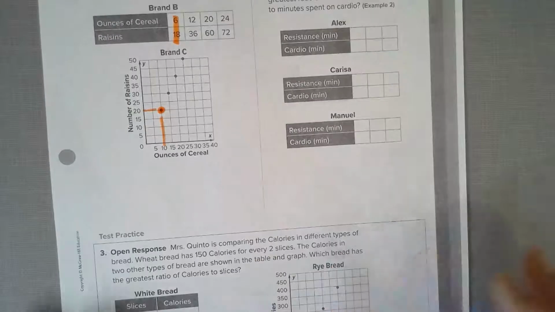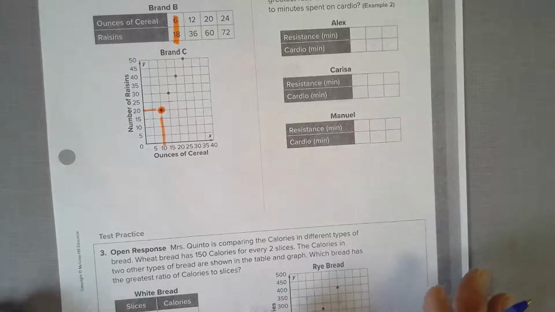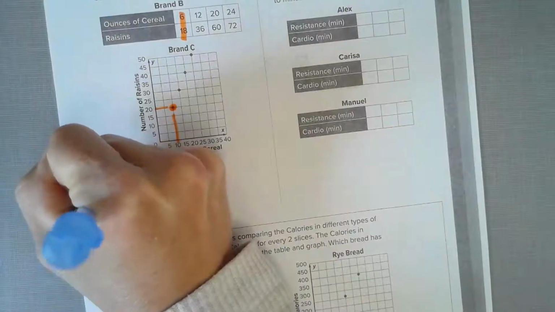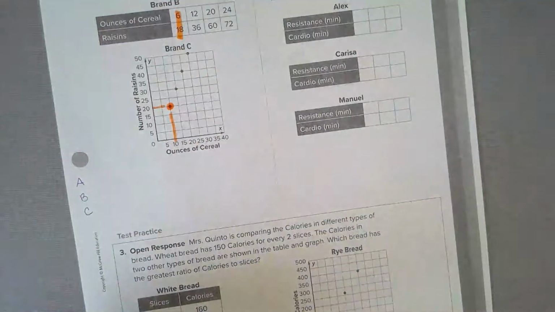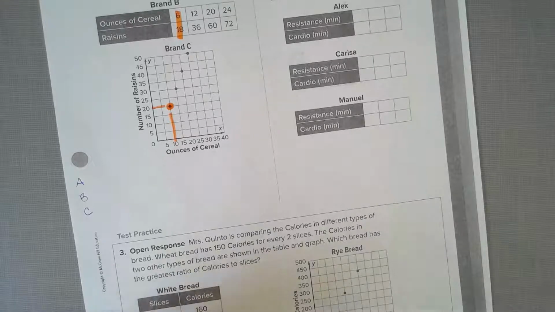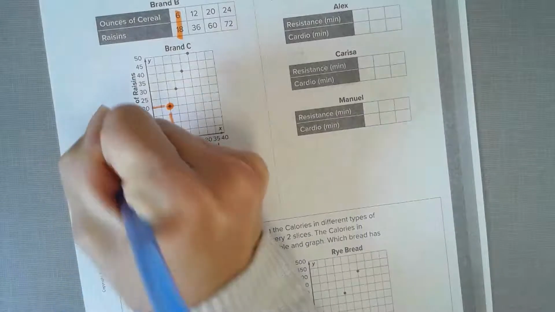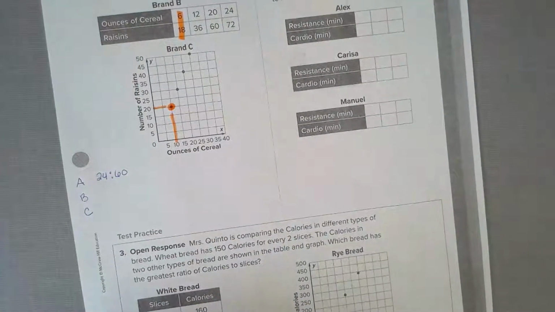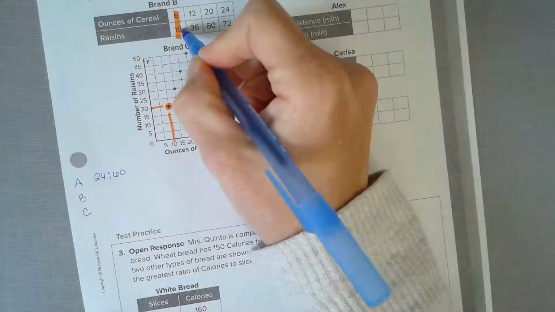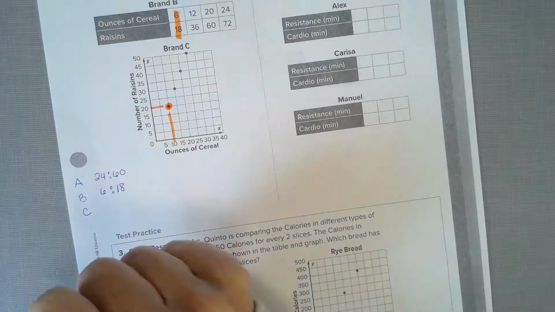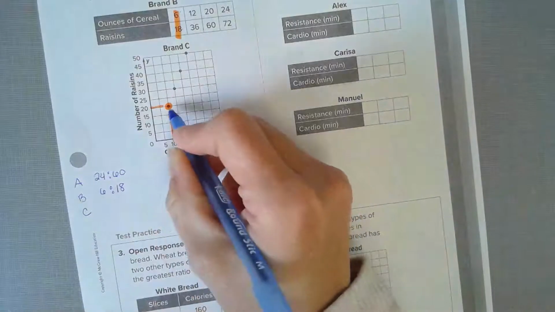I'm going to scooch my paper up. The first thing I'm going to do is write A, B, and C. And then I'm going to write the ratio they give me. A has 60 raisins in 24 ounces, so 24 to 60. And then brand B is 6 to 18. And C is 10 to 20.